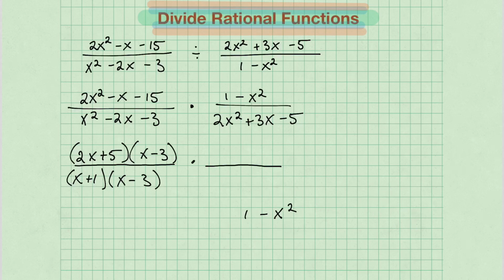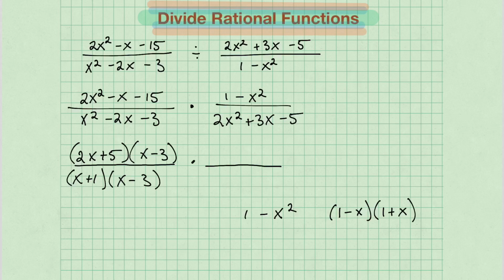Okay, our next term comes from the numerator of the second rational expression. Here we have 1 minus x squared. If you know your algebra, you will recognize that this is a difference of squares. In other words, what we have is 1 minus x, 1 plus x. Okay, there's your difference of squares formula.